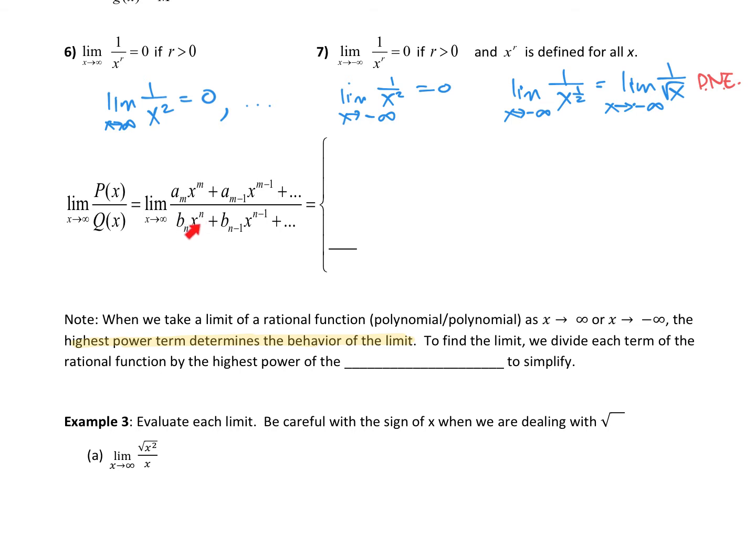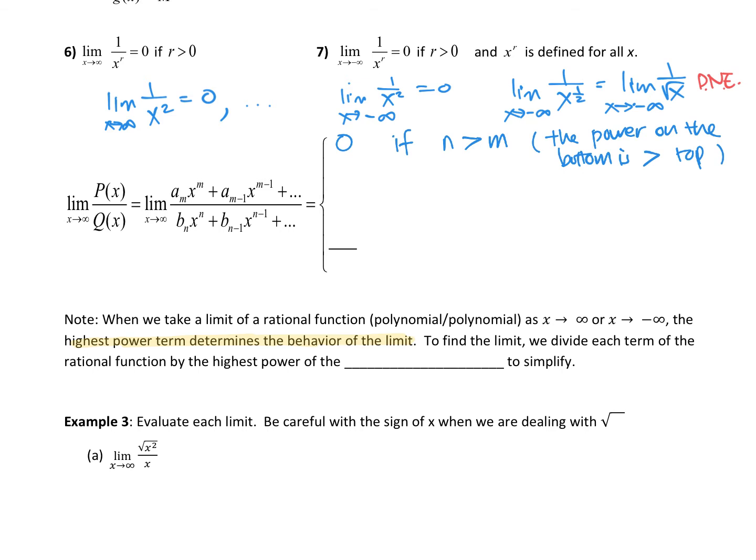If the highest power on the bottom is larger than the power on the top, basically the bottom will dominate everything. So it'll be like 1 over x, so it'll go to 0. So the limit will be 0 if n is bigger than m, meaning the power on the bottom is bigger than the power on the top, right?